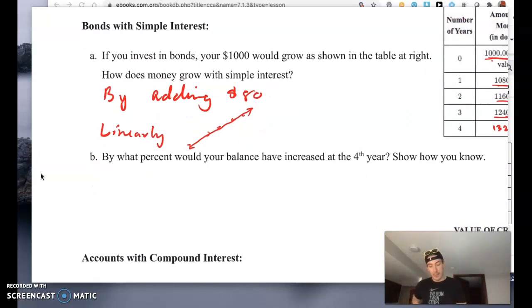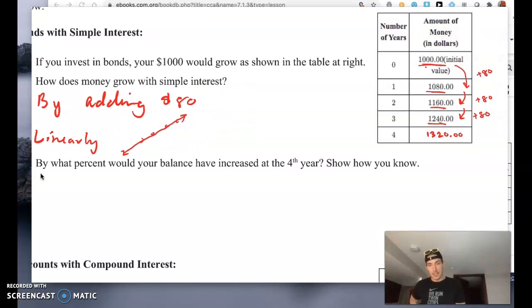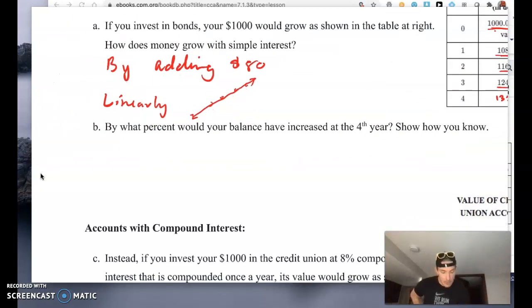Well, here's how we figure out how our money is growing. We're going to take the amount we have in the fourth year, that's that 1320 number, and we're going to divide it by the amount that we started with. Ooh, that's a terrible looking line, Anderson. I'm going to try to draw that again. There we go.